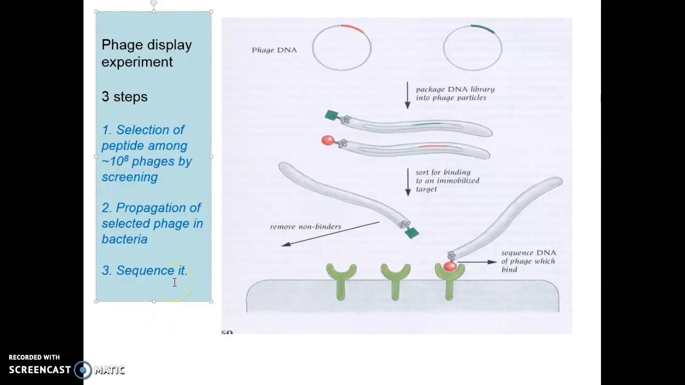Phage display experiment typically includes 3 steps. First, a library containing around 10 to the 8th phage is screened to select the phage that contains the fusion protein that you want. And then you proliferate the selected phage in bacteria, and then characterize, including sequencing the genes.